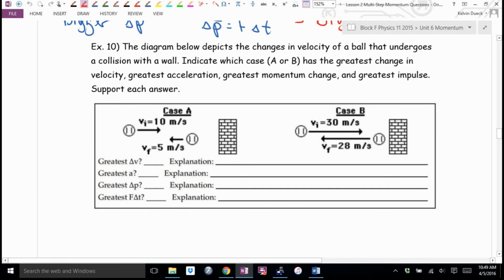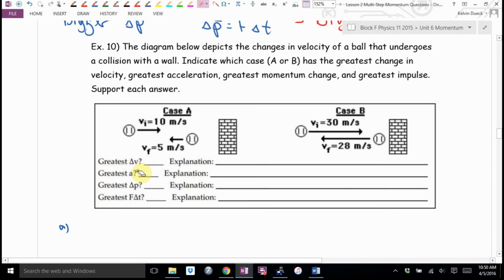Here's one with some numbers. It says, the diagram below depicts the changes in velocity of a ball that undergoes a collision with a wall. Indicate which case, A or B, has the greatest change in velocity, the greatest acceleration, the greatest momentum change, and the greatest impulse. All right. Okay. Can do this.